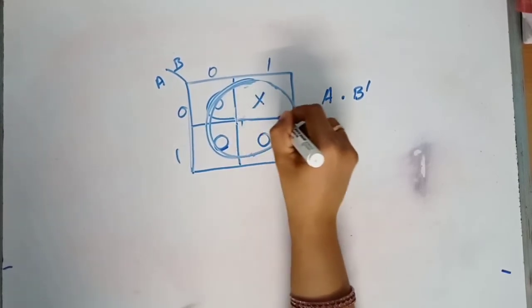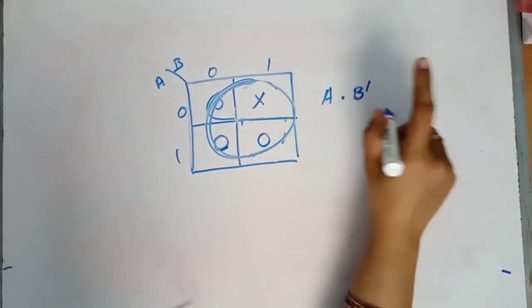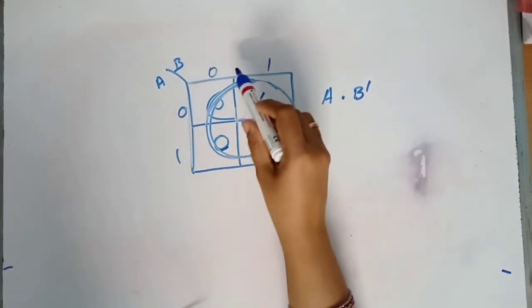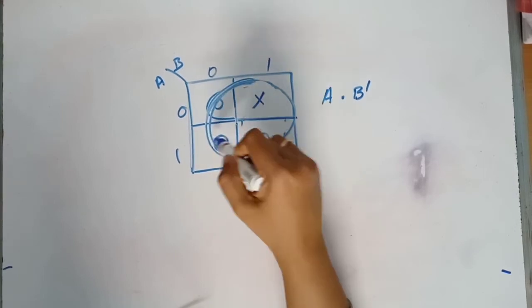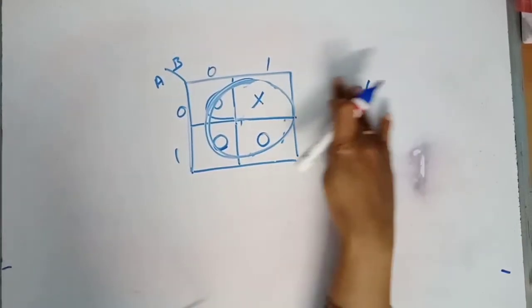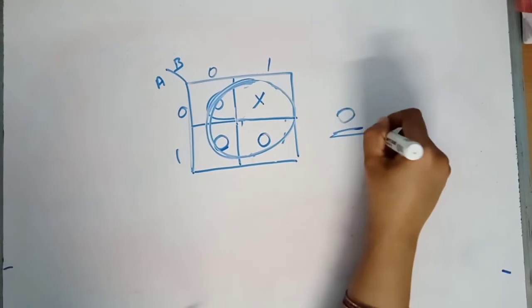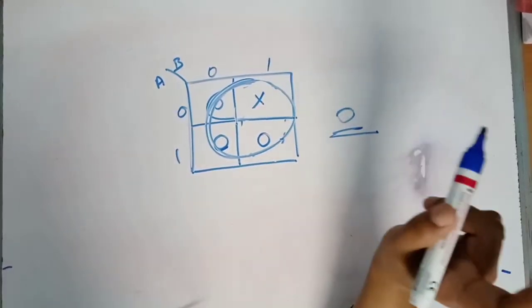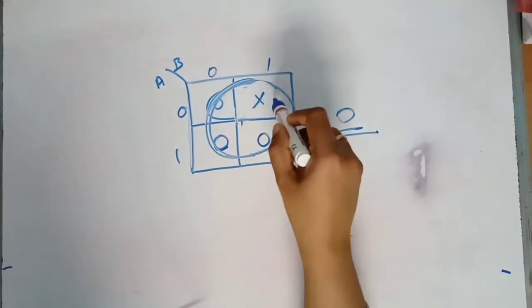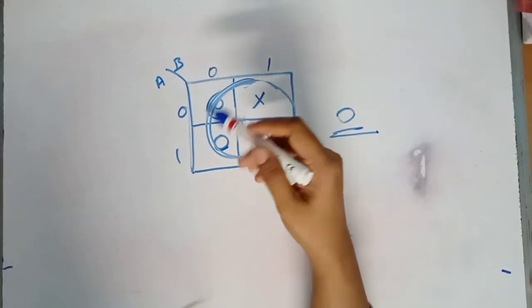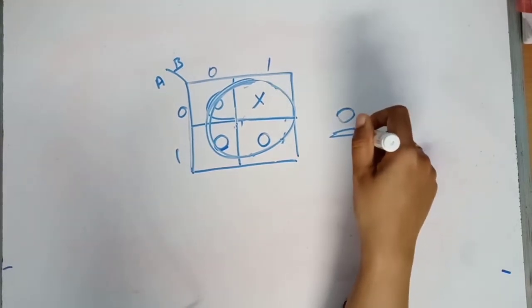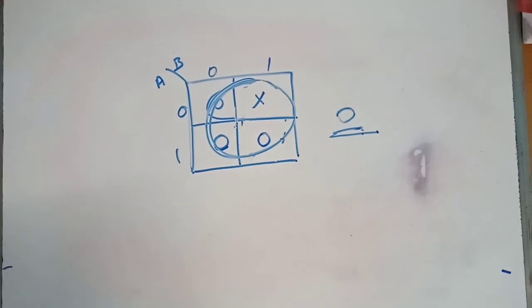So here we are grouping zeros. When you are grouping zeros, what does this mean? Whatever be the input, the output is always 0. So my answer is 0. So in SOP, if all the cells are equal to 1, then the output is 1. In POS, if all the cells are equal to 0 or don't care, then output is 0. So that is SOP, POS and don't care.